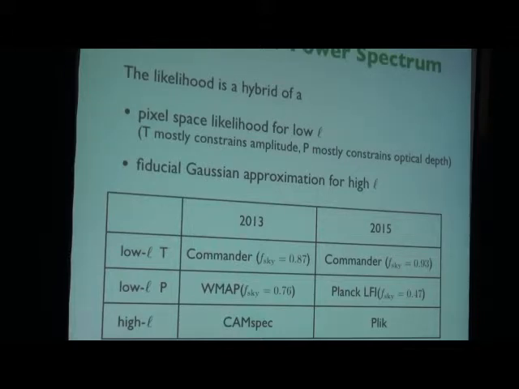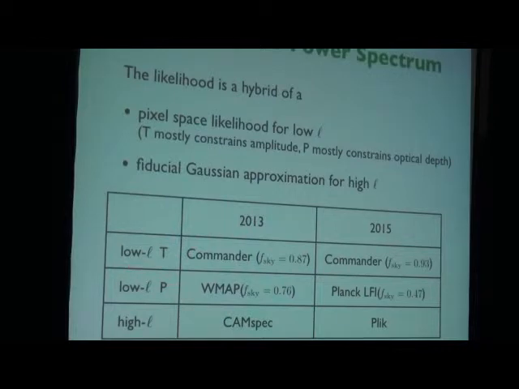So as I said, I wanted to focus on the angular power spectrum measurement, and their likelihood is a likelihood just like the one I described, also for the same reasons that I described. So you have a pixel space likelihood for the low L, and fiducial Gaussian approximation for the high L. There are some small differences between the 2013 and 2015 analyses in the sky fractions. As you can see, there's a little bit more of the sky used in 2015 because one is more confident about the understanding of foregrounds.